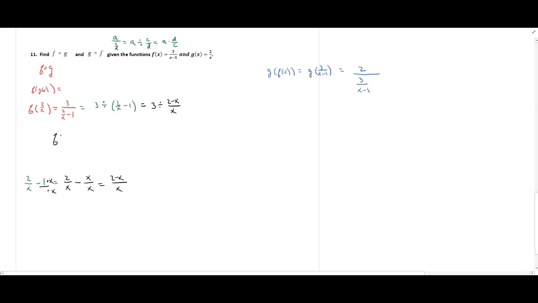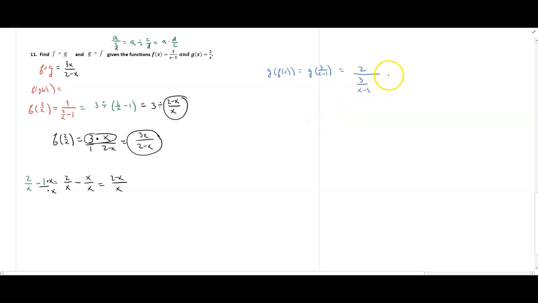So in the end here though, that is no different than multiplying by the reciprocal of this. So I'm going to flip that to this. And if you remember, when we multiply fractions, we multiply the numerators, multiply the denominators, and we are done. So f of g is 3x over 2 minus x.